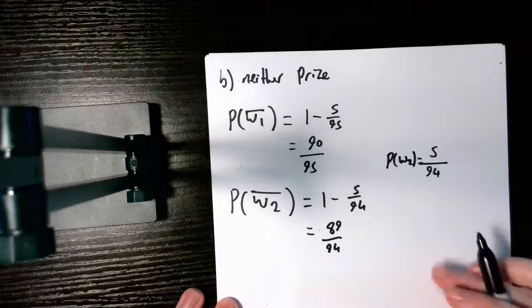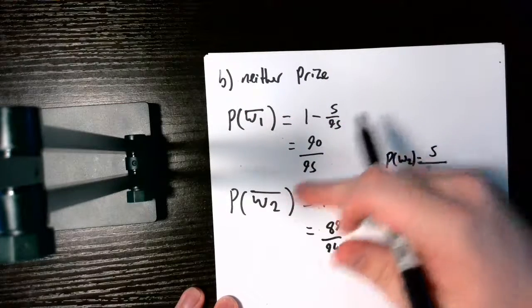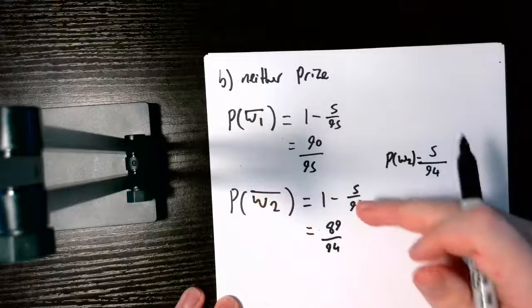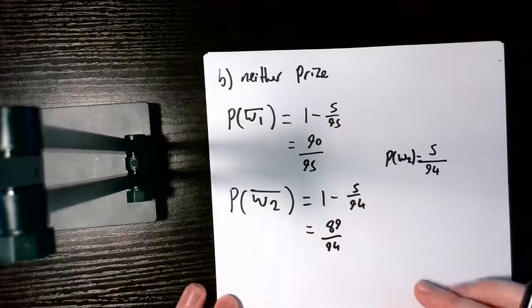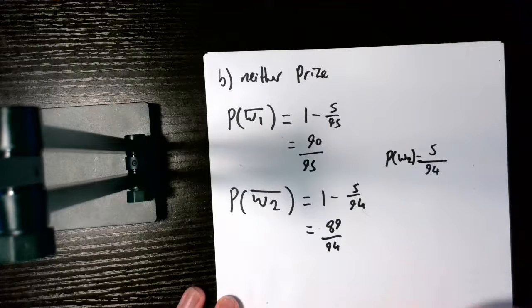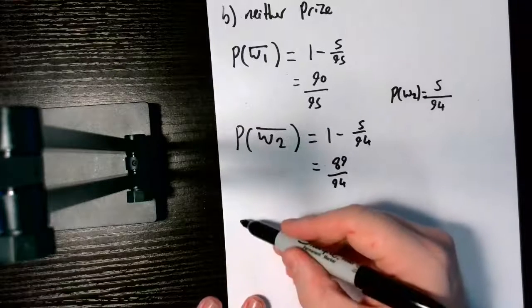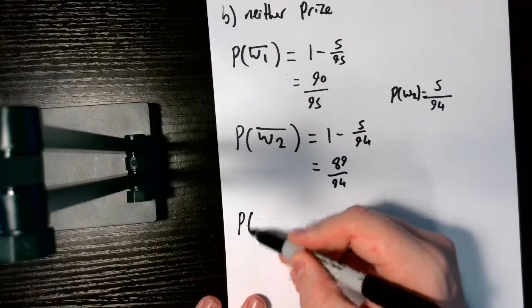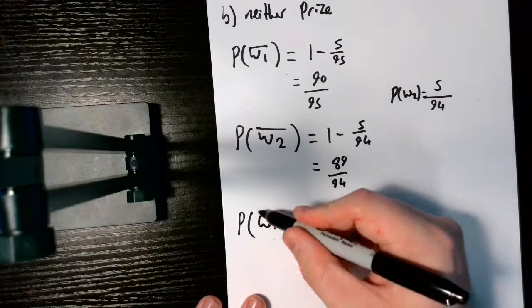So this is the probability of loss in the first round, 90 out of 95, and the probability of loss in the second round is 89 out of 94. Again, we can see that these events are not independent. The probabilities change depending on what happened in the first stage. So let's calculate the probability that she wins neither prize. That's the same as the probability of a loss and a loss, using the same notation.